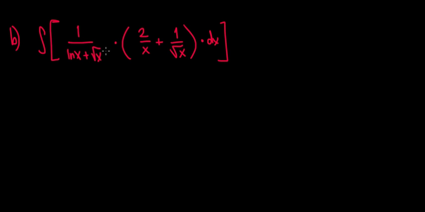So for instance, if we would differentiate this term over here, ln of x plus square root of x, what's the derivative of ln of x? That's 1 over x. And what is the derivative of square root of x? That's 1 over 2 square root of x. Now, this is very similar to what we have left over here, because this is 2 over x and this is 1 over square root of x. So there's something with the coefficients that we'll have to play with, but the overall big picture is there.